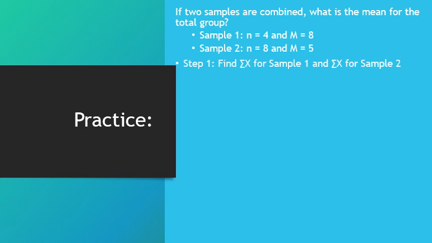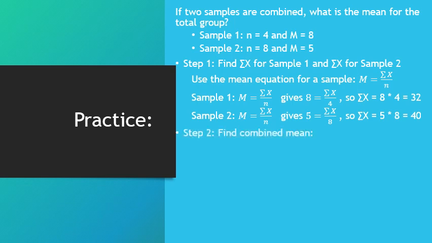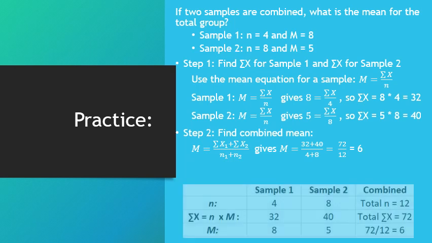Okay, step 1, find summation of x for sample 1 and sample 2. Use the mean equation. So sample 1 would give you 8 times 4 equals 32. Sample 2, 5 times 8 equals 40. And then find the combined mean. Plug in summation of x1, summation of x2, n1, and n2, and then divide, and you would get 6.